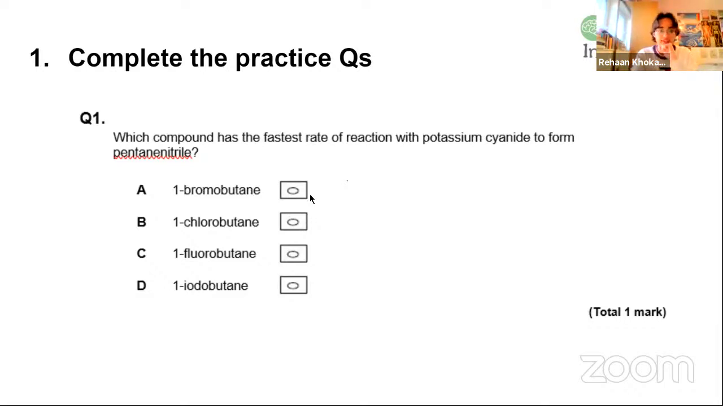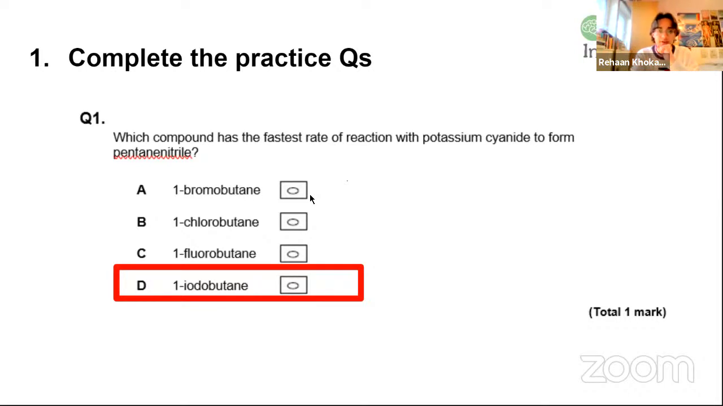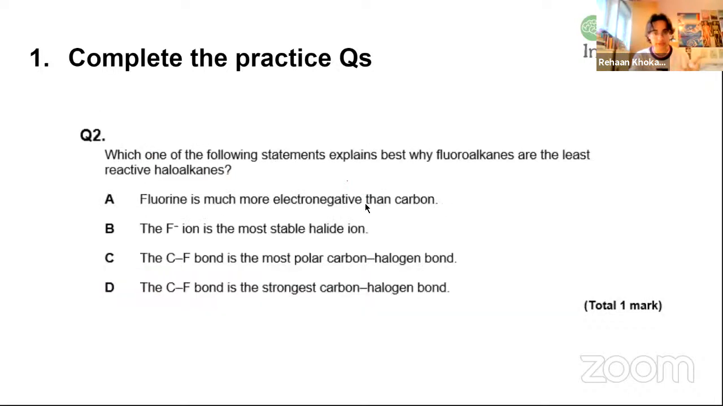Okay, and then the answer to this question is 1-iodobutane. The reason for this is you basically need to know the rule that as you go down the halogens, there's a change in the strength of the carbon-halogen bond. So the iodobutane has the fastest rate of reaction because this bond is the weakest, because it has the least bond enthalpy, so it needs the least amount of heat energy to break the reaction, so it happens at the quickest pace. Okay, try the next question.